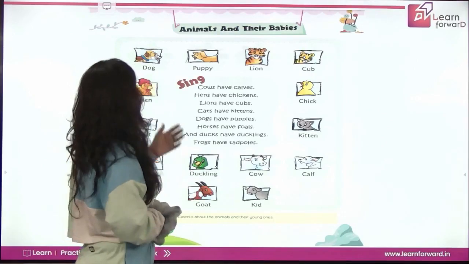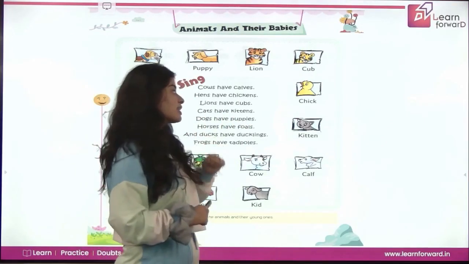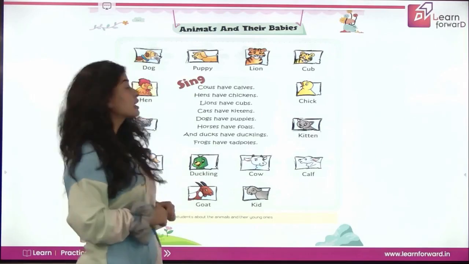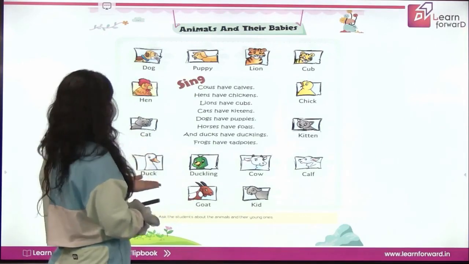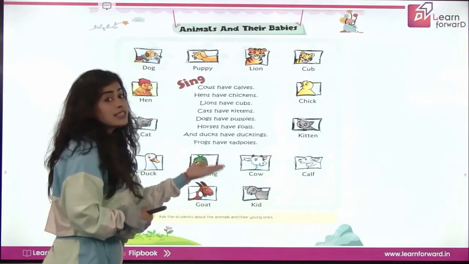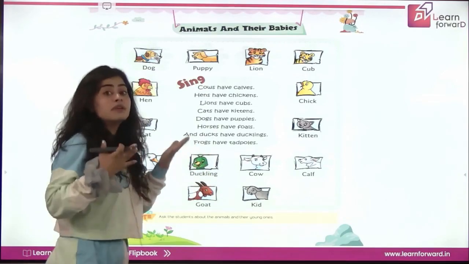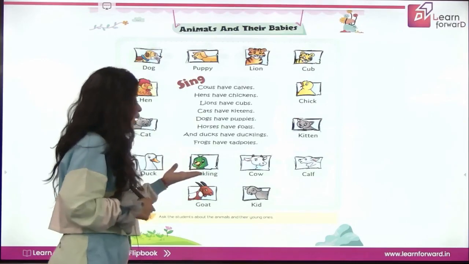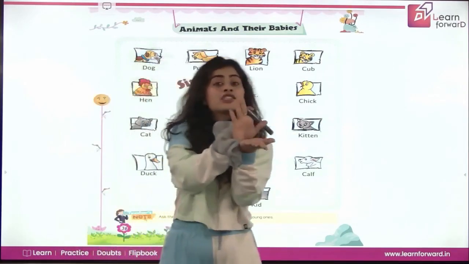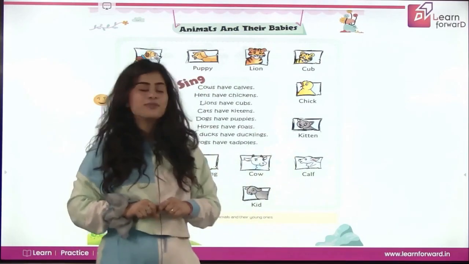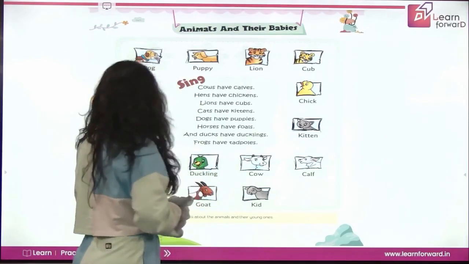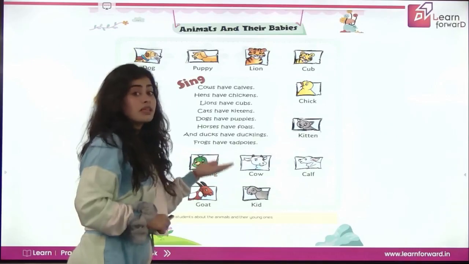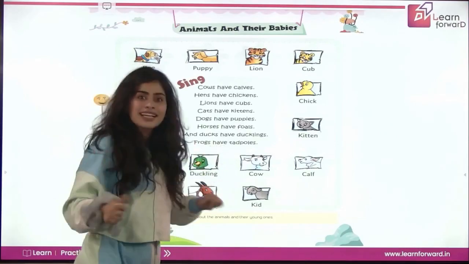Next are ducks. Ducks have ducklings. Now where is the duck? Over here. This is a duck and this is a duckling. This is the duck's baby. And how does it make sound? It does quack quack. Do you know? Ducks do quack quack. So this is a duck and this is the duck's baby, which is called a duckling.